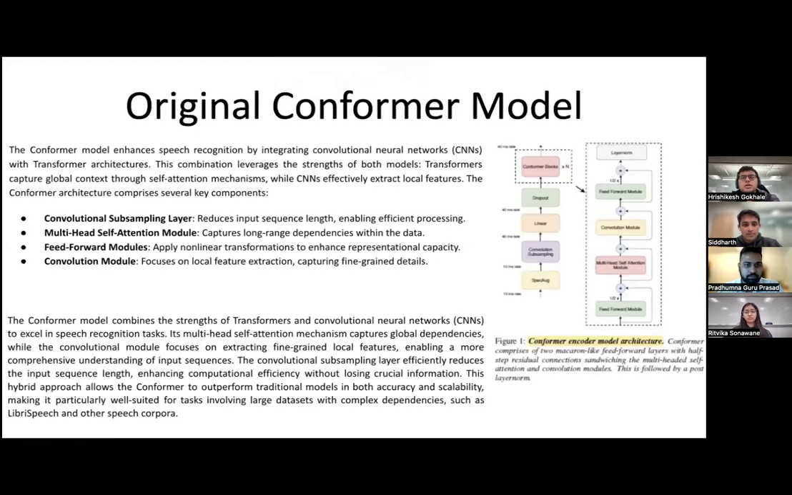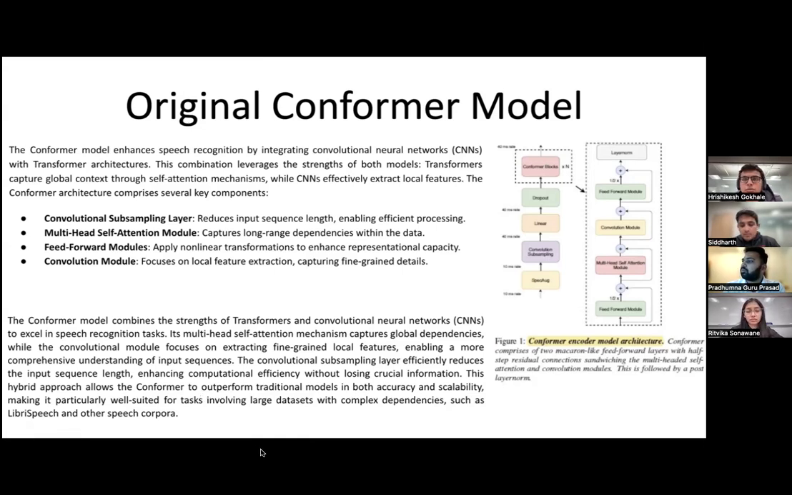Hi, I'll start by introducing the original conformer architecture that was introduced by Google. This was basically created to tackle the task of automatic speech recognition, and it basically integrates two very famous architectures. One is transformers, which we know are very good at capturing global context through self-attention, and CNNs, which are very effective at extracting local features.